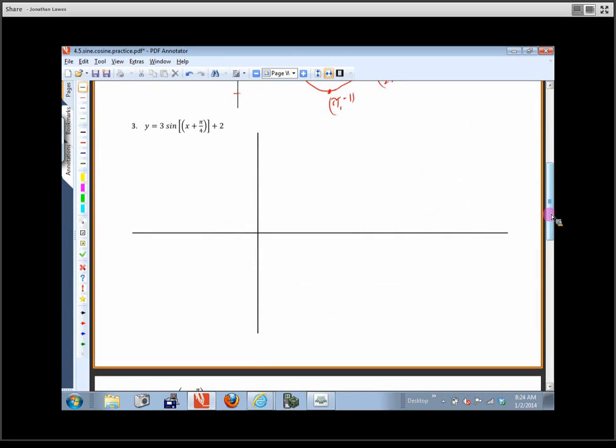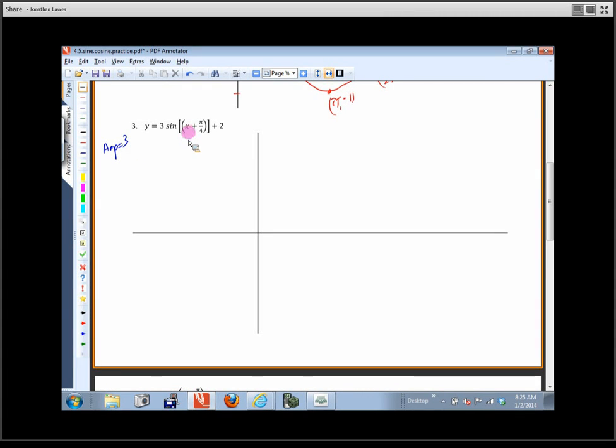Okay, what does that 3 tell us? That tells us the amplitude, okay? So the amplitude on this one is 3. What about the period? Has the period changed at all? Is there a period change factor here?